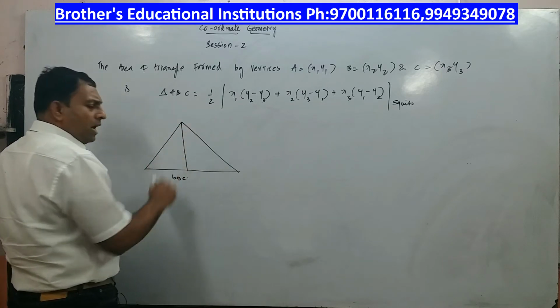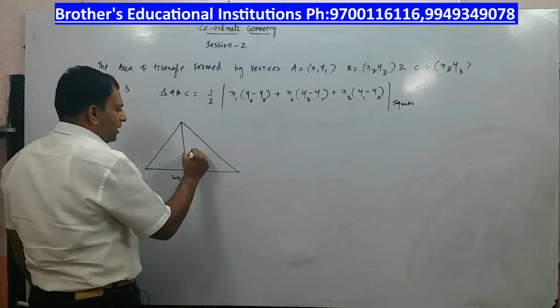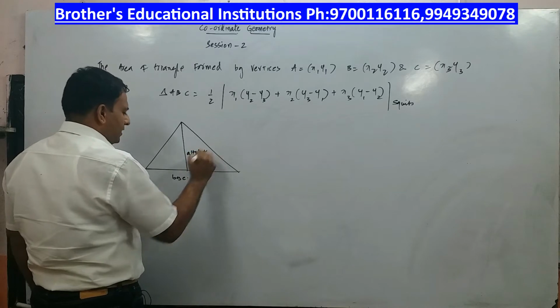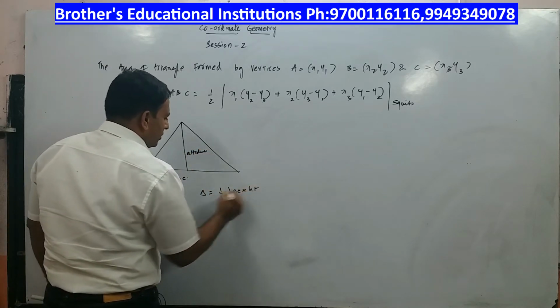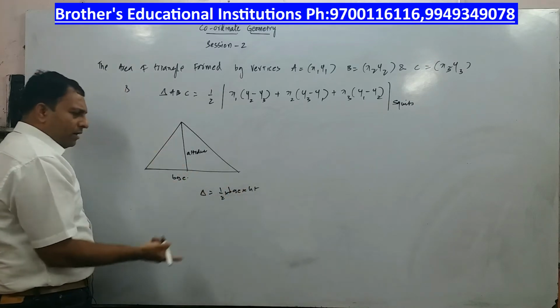So when base is given to you, then definitely you will calculate the altitude, right? So altitude, or you can also call that as height. So area of the triangle is half base into height. So when base and height is given to you, you calculate that way.